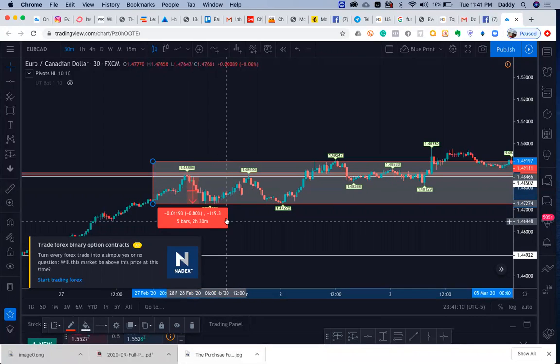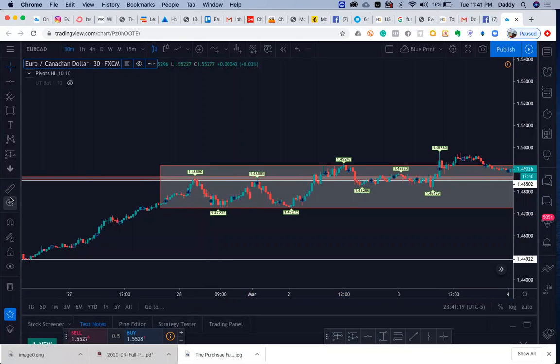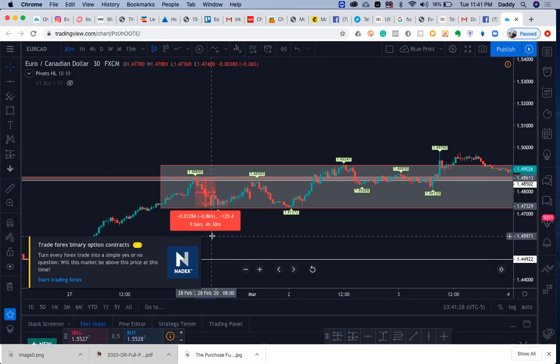Whereas in here, let's count this here. So we start here and we go to right there. So 4 hours and 30 minutes. You made $128.